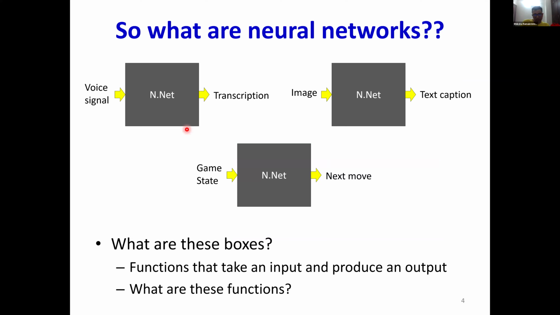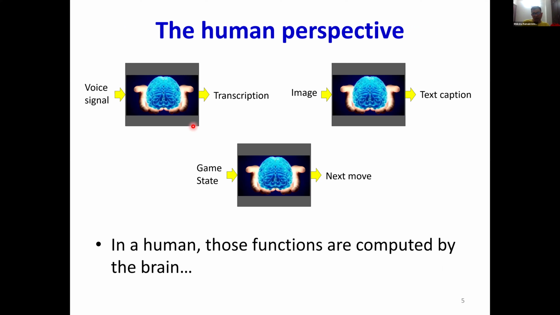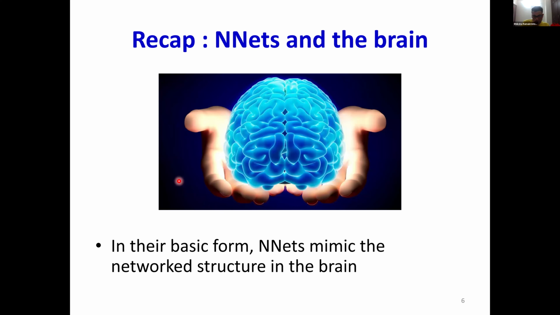So what are these neural networks? These are boxes that take in some input and generate an output. They could take in a voice signal and generate a transcription, take in an image and generate a caption, and so on. But what's inside these boxes? We found that the way to think about them is in terms of the capacity of the human brain, because these functions in humans are computed by the brain. In their basic form, neural networks mimic the network structure of the brain.